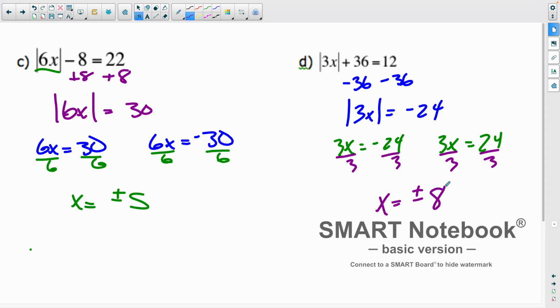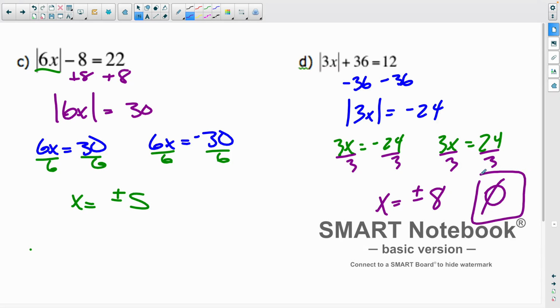Check that work for me. Check 8 and see if it's an answer. 8 times 3 is 24. Absolute value of 24 is still 24, right? Plus 36 is 60, not 12. So it didn't work here. How about the negative 8? Is that going to make any difference? No, because it's going to be absolute value, which is going to be positive. So these two answers don't work. So no solution.